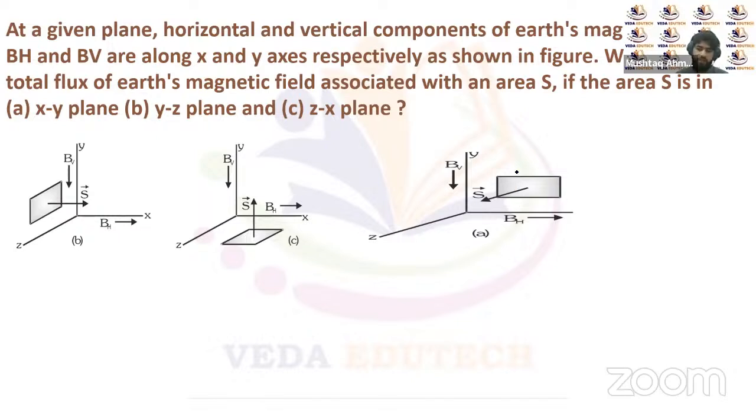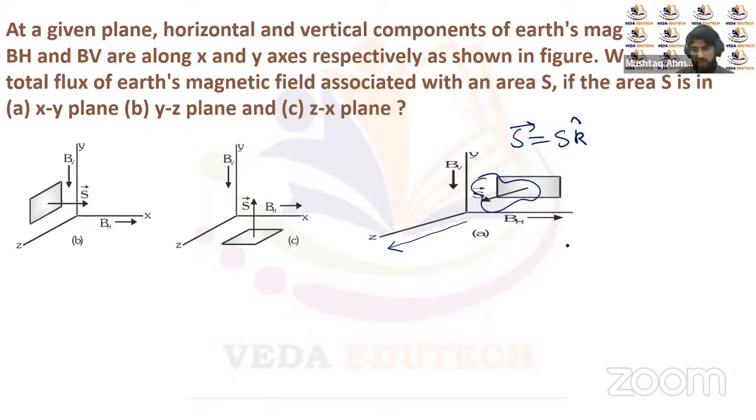You can see how this loop is directed. This will be the area vector associated with this loop, and you can see the direction of this area vector is parallel to this z line. Its magnitude is S, and it is directed along k cap direction. We can write it as S times k cap, right? K cap is the direction for this area loop.